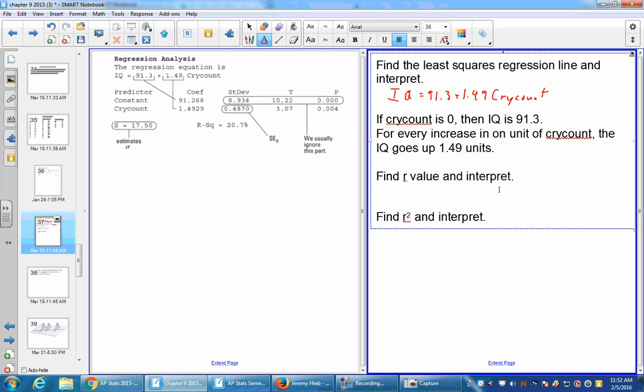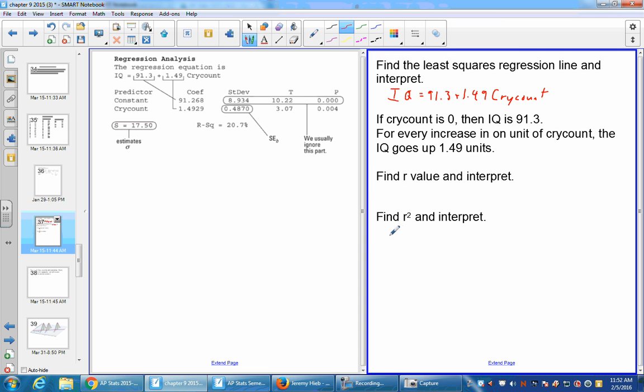Find the R value. Now this doesn't give us our R value, but it does give us our R squared. So our R squared, which is our next question, is 20.7. So if R squared equals 0.207, we have to square root that to get R. I'm just going to take the square root of 0.207, and I get an R value of 0.45. Now you always have to look at the slope to see if that's a positive or a negative value. And since this is positive, our R is going to be positive.